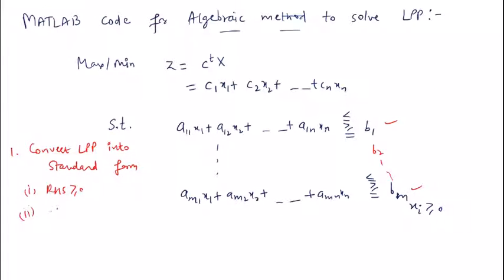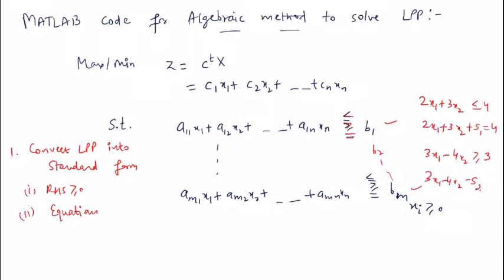Second thing is your constraints should be all equations. These constraints in general can be less than or equal to type, greater than or equal to type, or already an equation. If they are not an equation, we have to convert them into an equation. For example, if we have 2x1 plus 3x2 less than or equal to 4, I have to convert it into an equation by adding a slack variable s1 equals 4. And similarly, if we have some constraint greater than or equal to 3, then we convert it into an equation by subtracting some variable, called a surplus variable, equals 3. So we pretty much know how to convert an inequality into an equation.